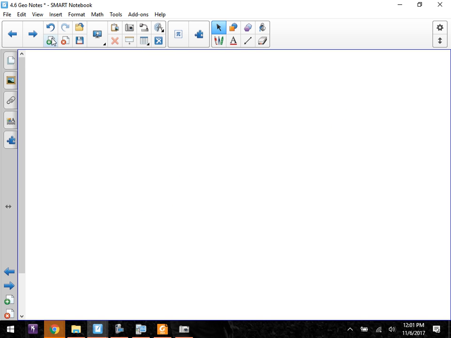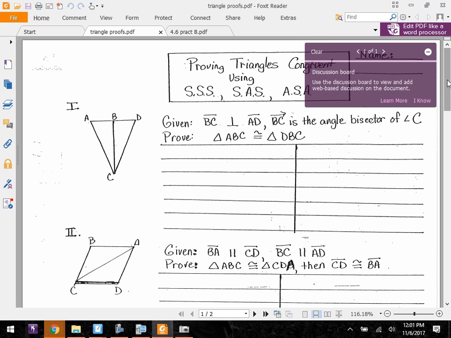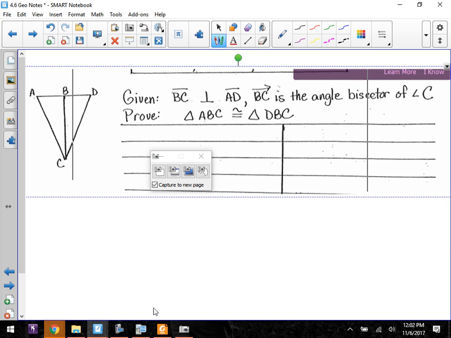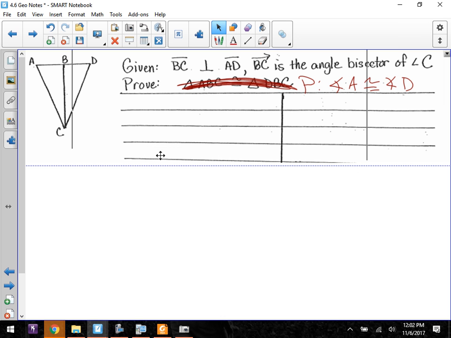So here's what you get. We can take any proof. And instead of just proving that we have triangles, we're going to prove that we have a part. And that's what we're doing today.